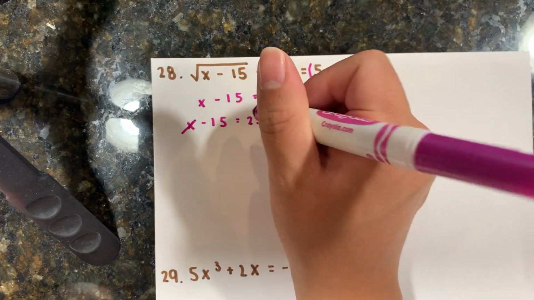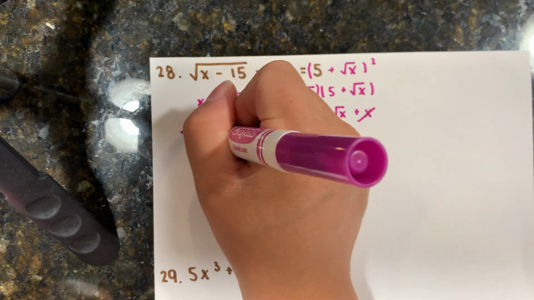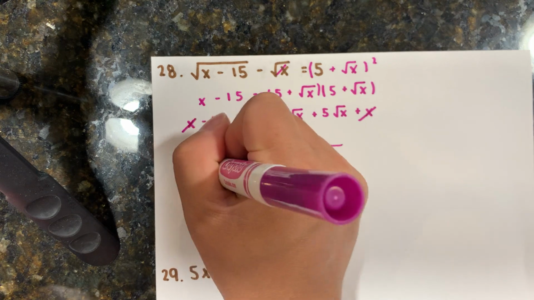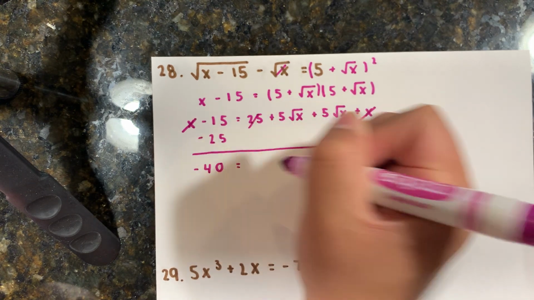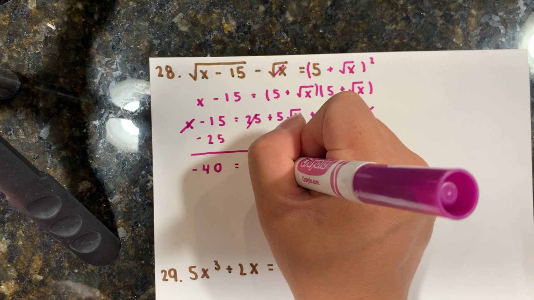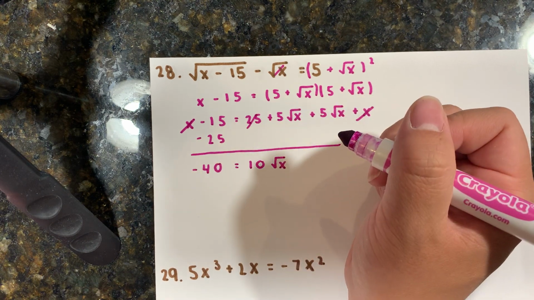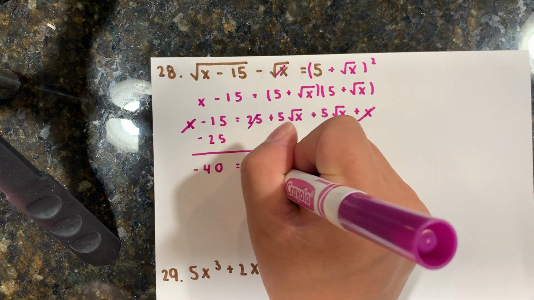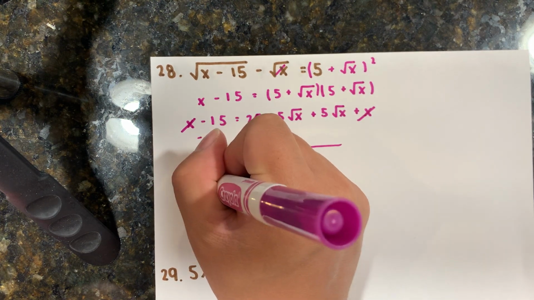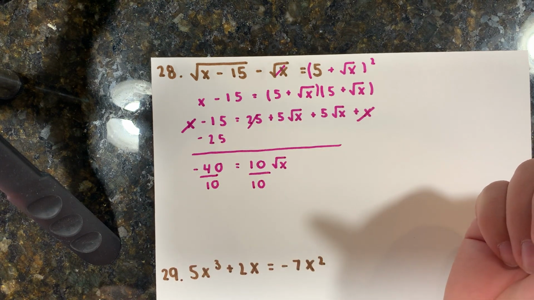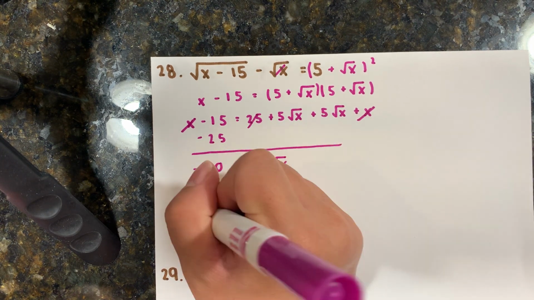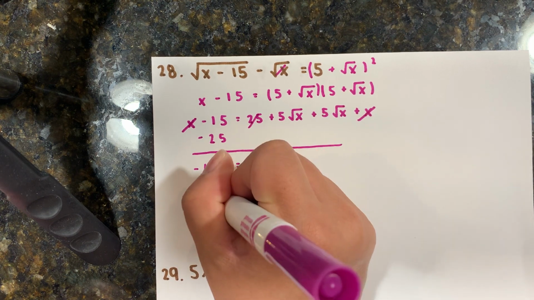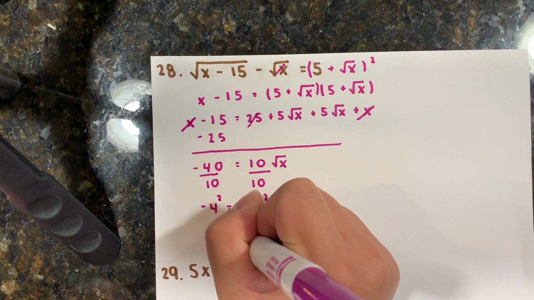I'm going to move the 25, I can just move it to the other side. So that would be negative 40 equals 10 root x. Then I'm going to divide both sides by 10. And then I'm going to get negative 4 equals square root of x. Square both sides, which would give me x is equal to 16.